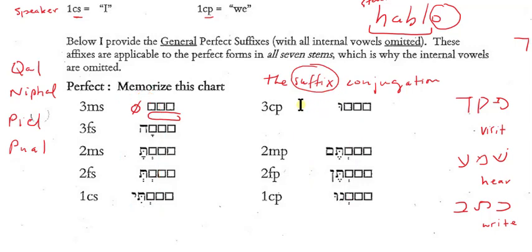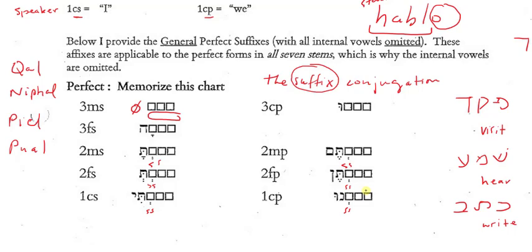Okay, so let me walk through this. All of these shevas that you're seeing here are silent. So you can go ahead and put SS under all of them, okay? And we'll talk about the reasons why in just a minute.